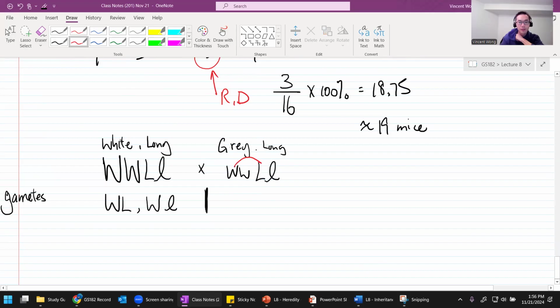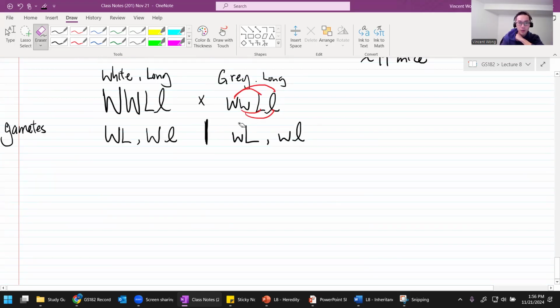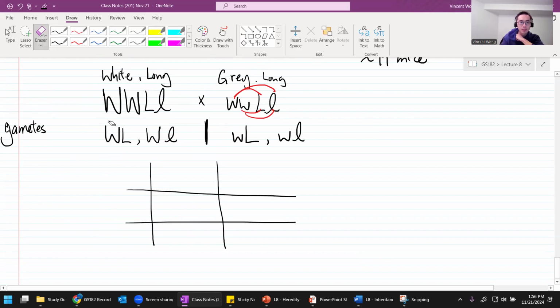What kind of gametes will this other mouse produce? You can do this to figure out the gametes. And there are only two types: small w big L, and small w small l. So in this case, the Punnett square will only be 2 by 2. So that goes here, this one goes here, and the other two go at the top. Then we can combine them just like we normally would.